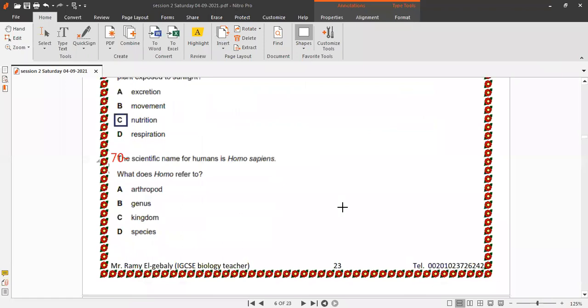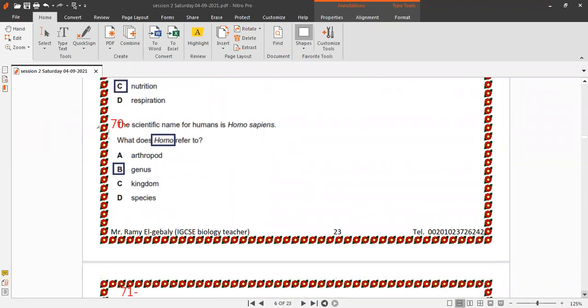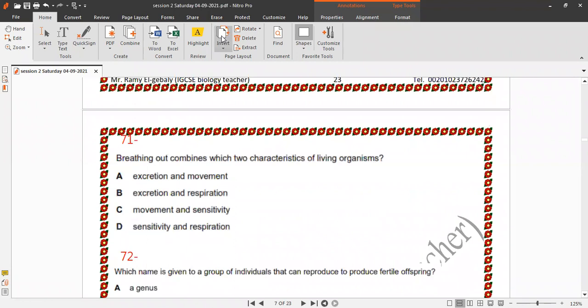Judy. The scientific name for human is Homo sapiens. Is it B, genus? Homo refers to, yes, the first part, genus. Yes, the second part, species. So the first part, genus, no problem. Okay. 71.